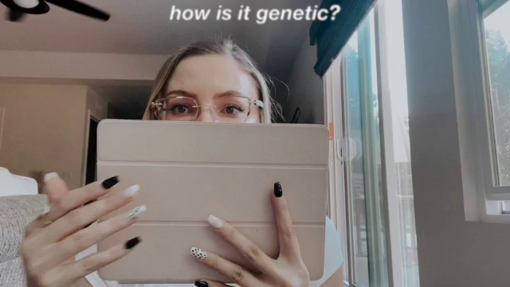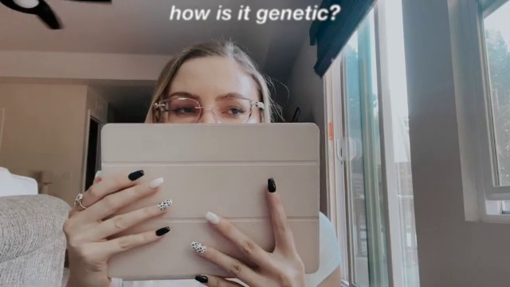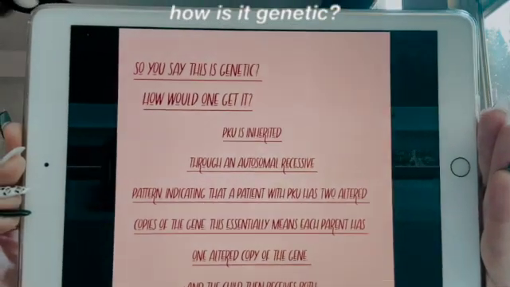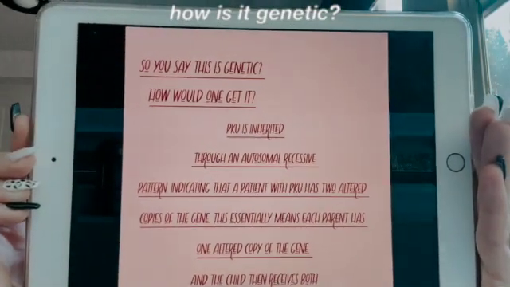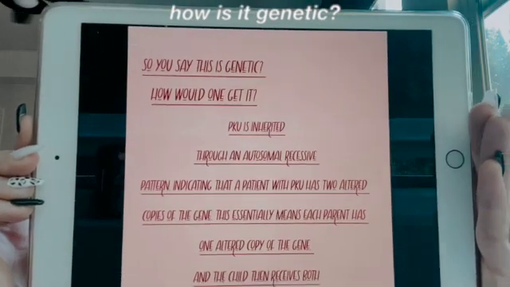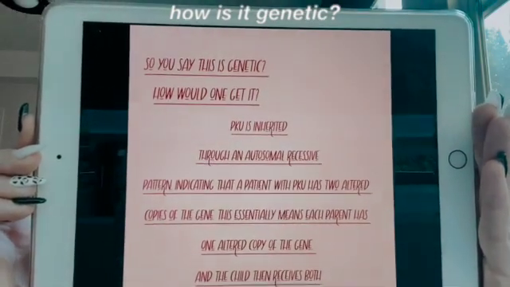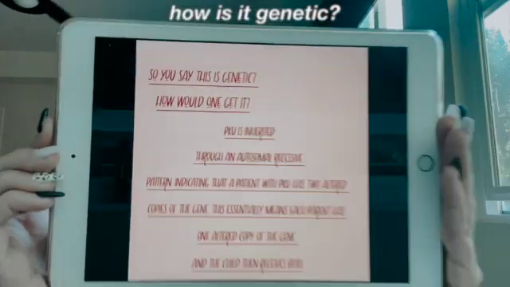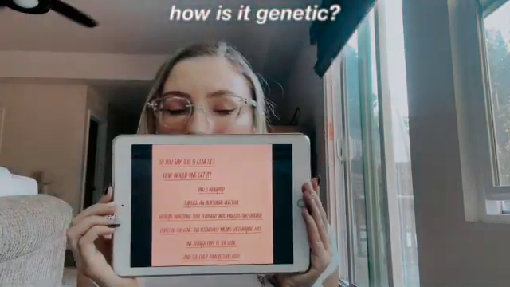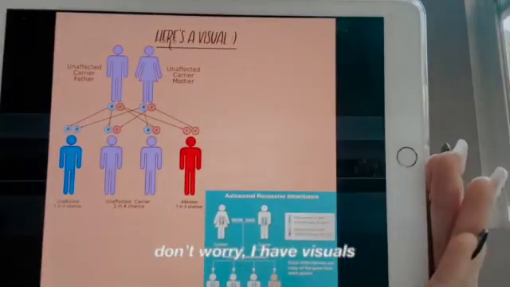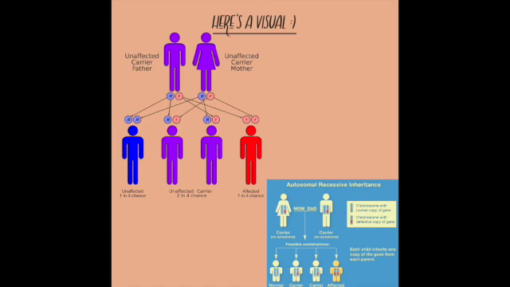PKU is inherited through an autosomal recessive pattern, indicating that a patient with PKU has two altered copies of the gene. This essentially means each parent has one altered copy of the gene, and the child then receives both. The chromosome that PKU comes from, or is altered, is chromosome 12. There isn't a new mutation per case; it's pretty generalized throughout the entire disease, but I do have examples. You can pause if you need, but here is a visual, and this is a very good representation of how the recessive gene is expressed in children.